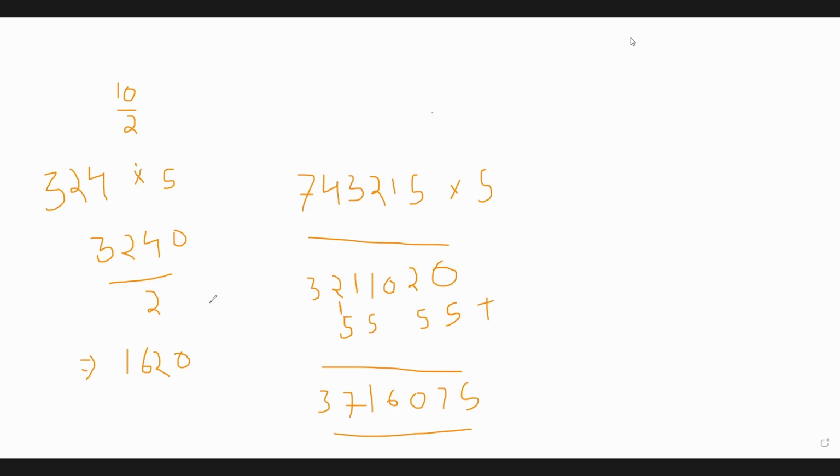So in this method you will always deal with even numbers. In the end you will always get 0 because you are multiplying by 10, so you won't have odd digits here.